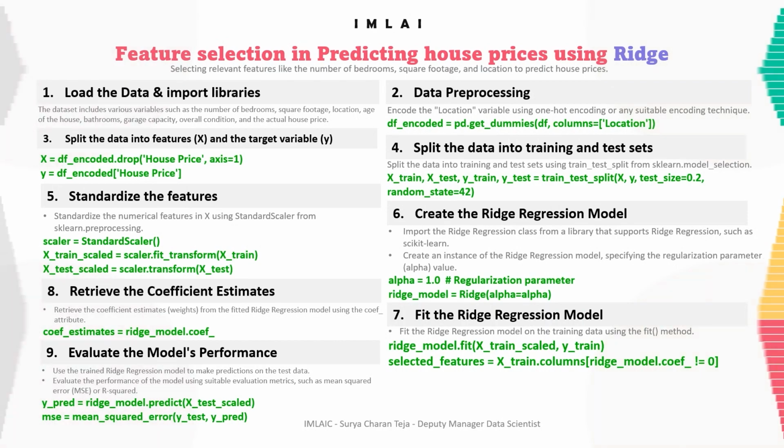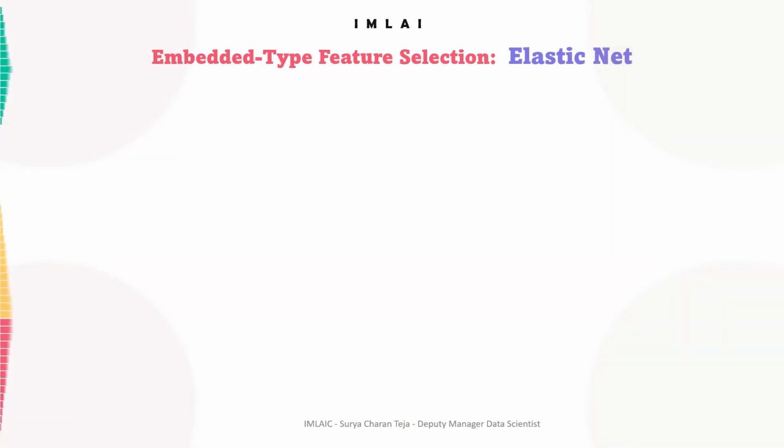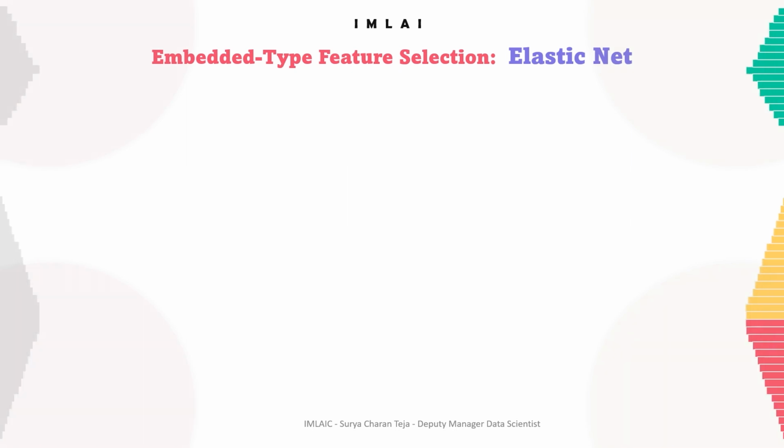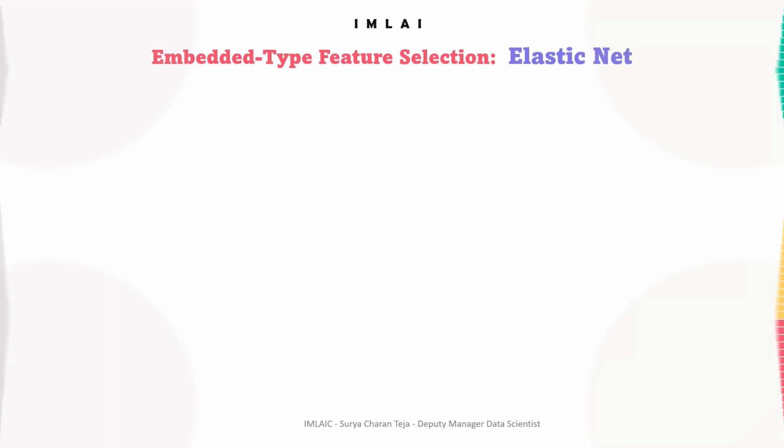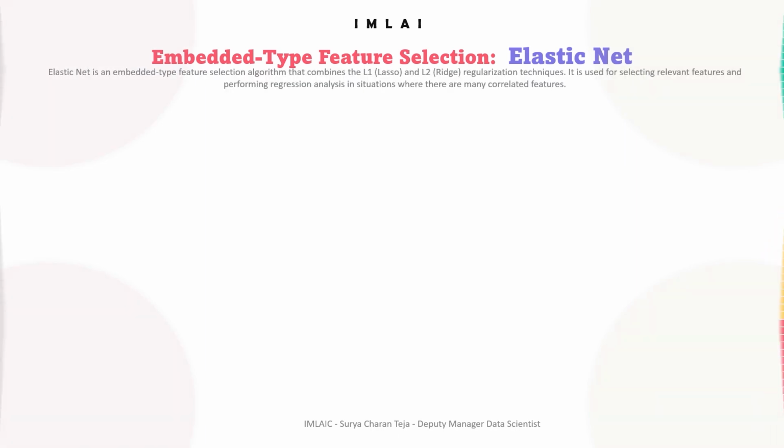Now let's move on to the third algorithm under embedded type feature selection, which is ElasticNet. ElasticNet is an embedded type feature selection algorithm that combines the L1 lasso and L2 ridge regularization techniques. It is used for selecting relevant features and performing regression analysis in situations where there are many correlated features. So let's begin with the definition and explanation of it.